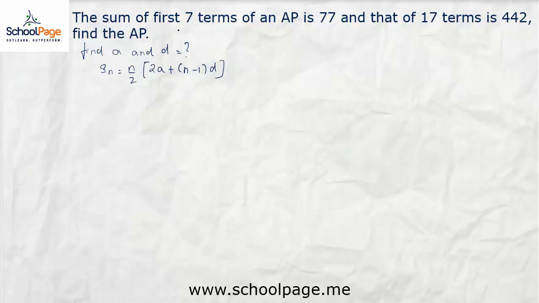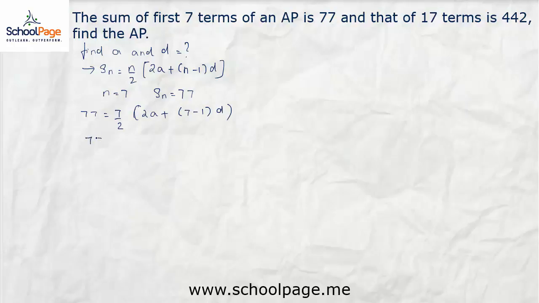It is given to us that the sum of first 7 terms of an AP is 77. That means n is equal to 7 and Sn is equal to 77. Let us put the values of n and Sn in this formula. So we have 77 equal to 7 by 2 into 2a plus 7 minus 1 into d.